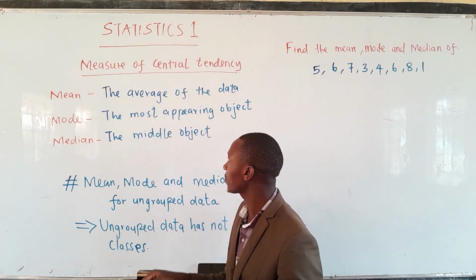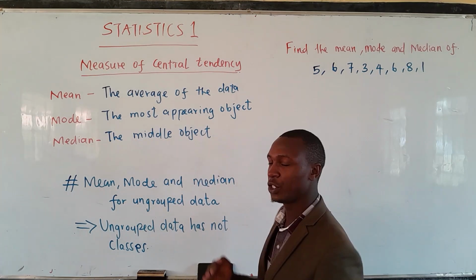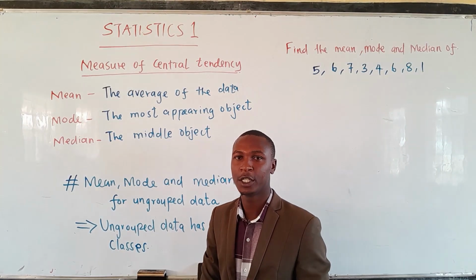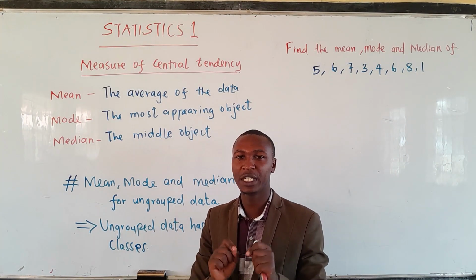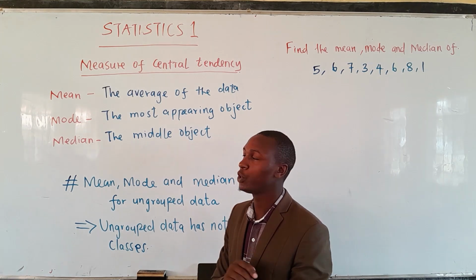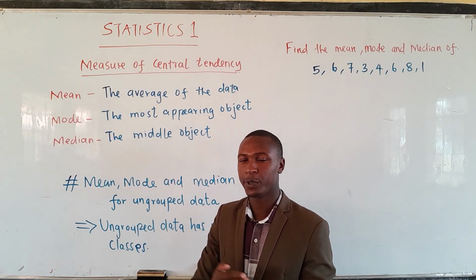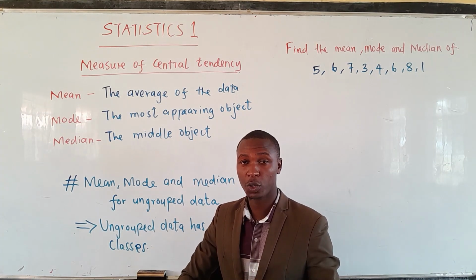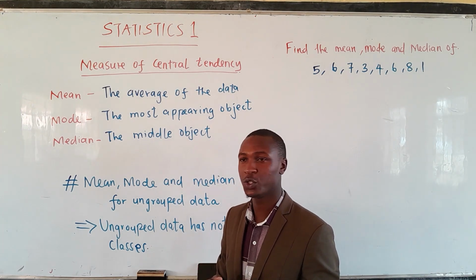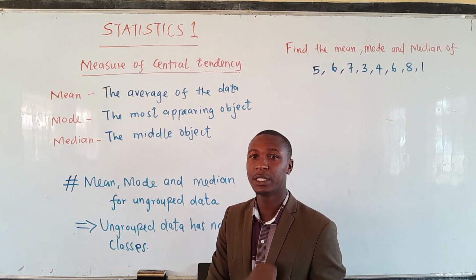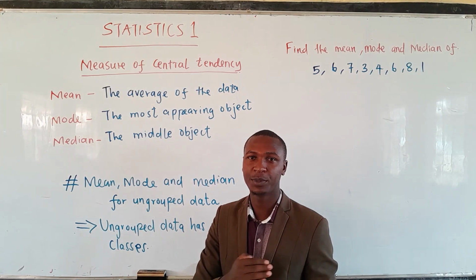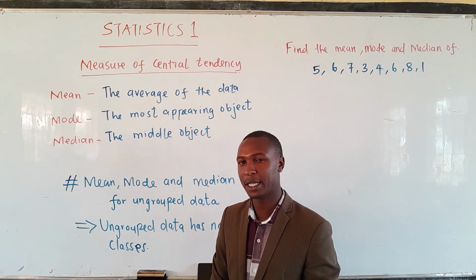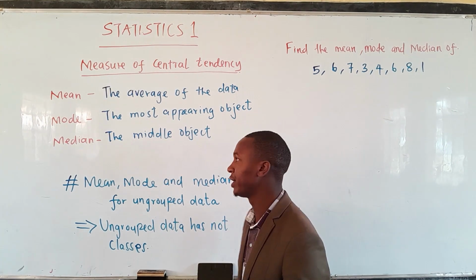Now, the mode is the most appearing object or element. So that object that appears the most in a given set of data is the one that we call the mode. As we move on, we are going to notice that we have modal class, modal frequencies, and so on. So that means you have to keep track of what we are doing so that you can really understand what we mean by all these terms.